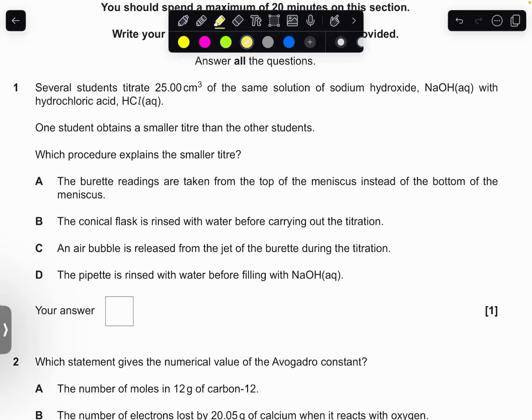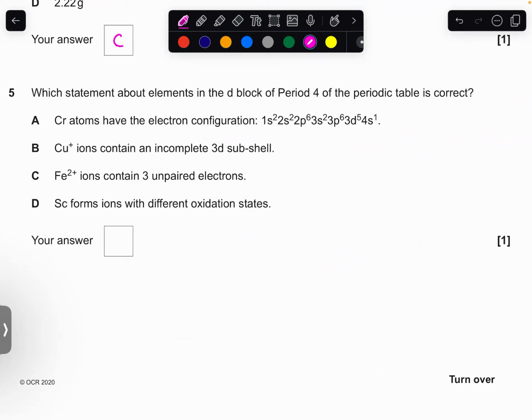Which statement about elements in the D block of period 4 of the periodic table is correct? Period 4 is from scandium to zinc. Chromium atoms have the electron configuration of 1s2, 2s2, 2p6, 3s2, 3p6. This is actually correct. And let's have a look at why the others are not correct.